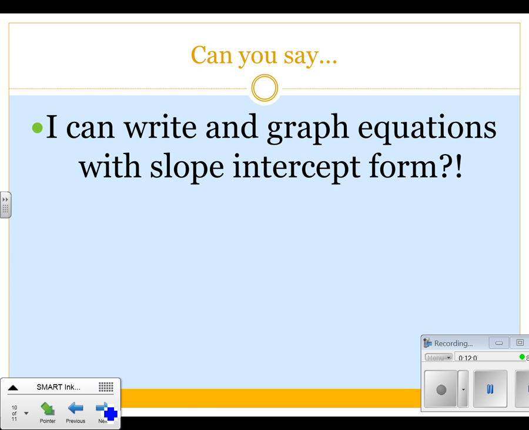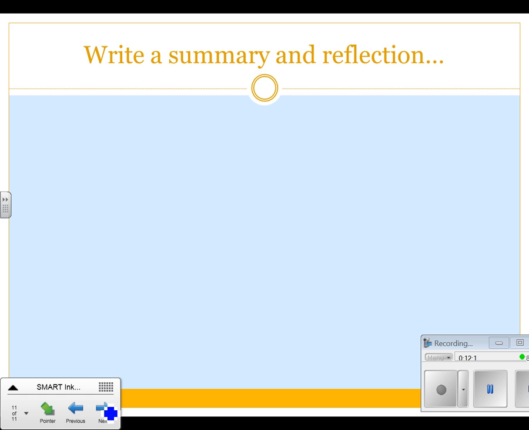Can you say I can write and graph equations with slope-intercept form? Write a summary and reflection and be prepared for the work time in class.